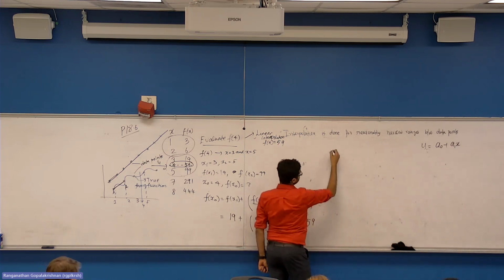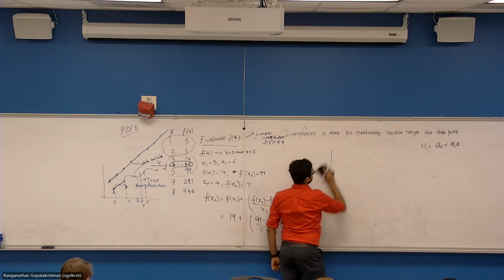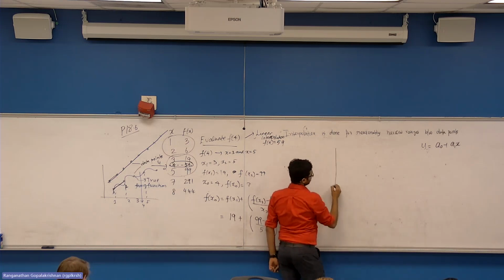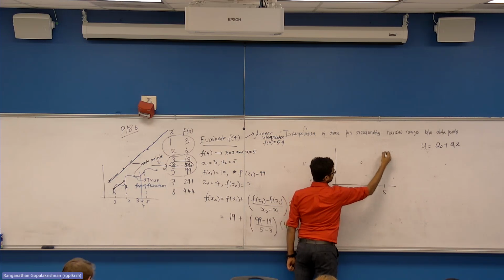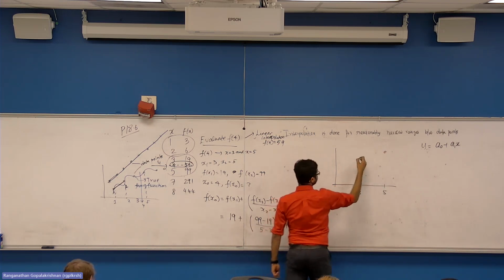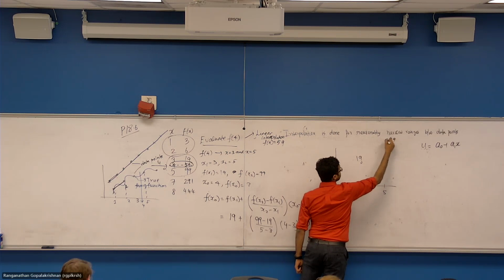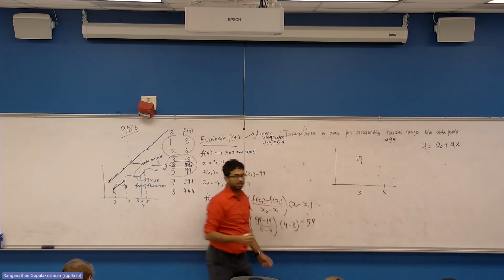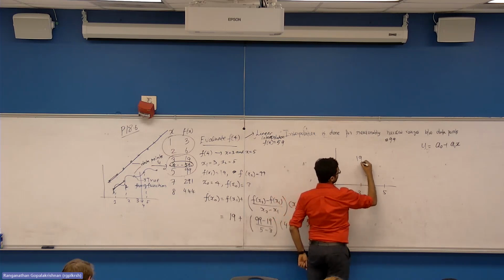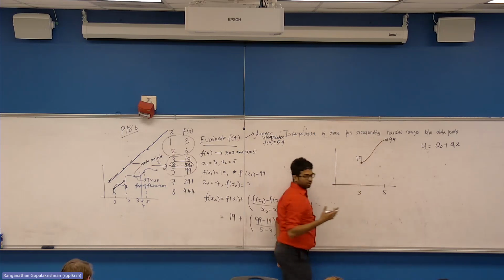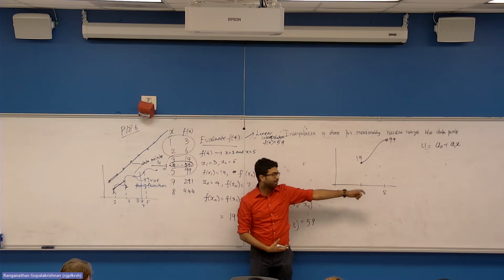So if I have 3 points, for example, 3 and 5, and I have f of 3 and f of 5. What is f of 3? 19, and f of 5 is 99. The true variation between these 2 points could be something like this. I don't know the truth. You can't know the truth with only discrete data.